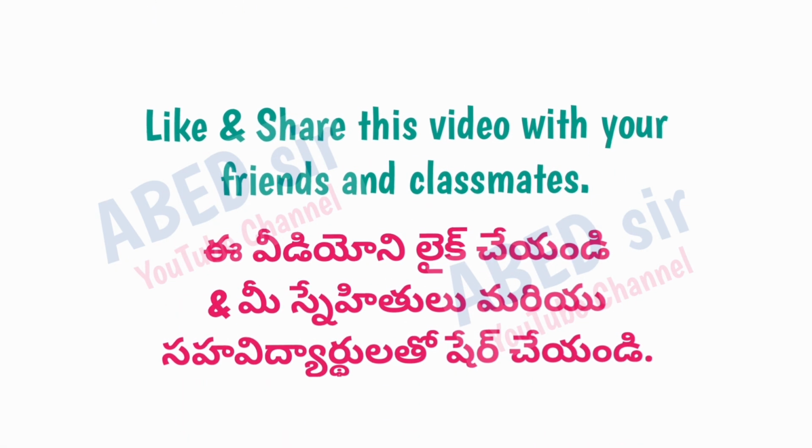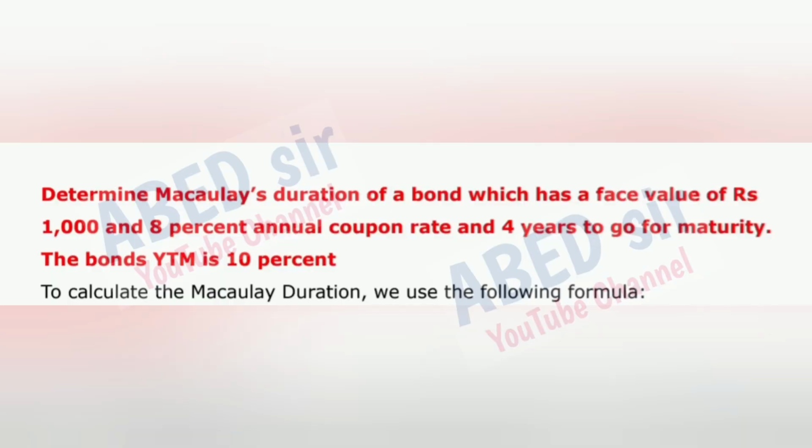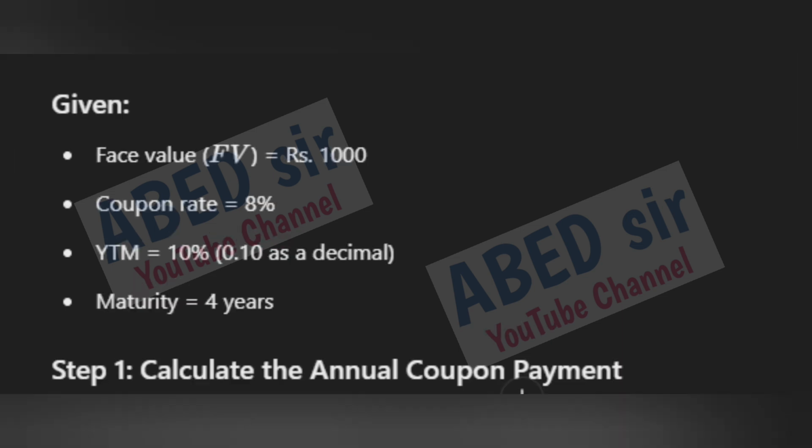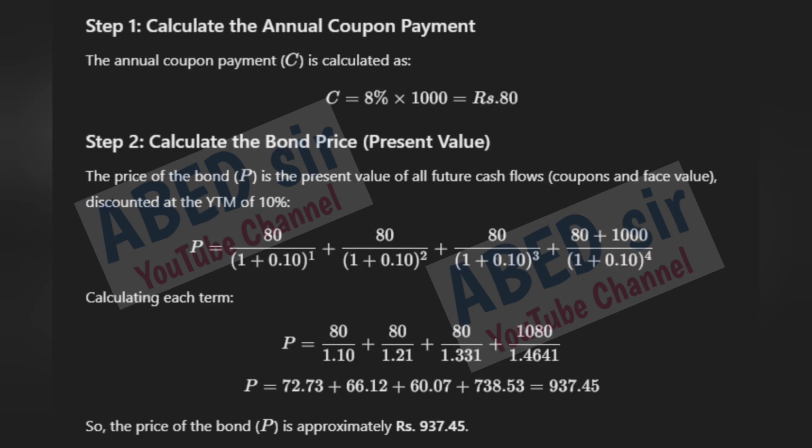Next important long question is: determine Macaulay's duration of a bond which has a face value of 100 rupees, 8% annual coupon rate and 4 years to go for maturity. The bond's YTM is 10%. To calculate the Macaulay duration, we use the following formula, where T is equal to time period in years. Given face value FV is equal to 1000 rupees. Step 1. Calculate the annual coupon payment.